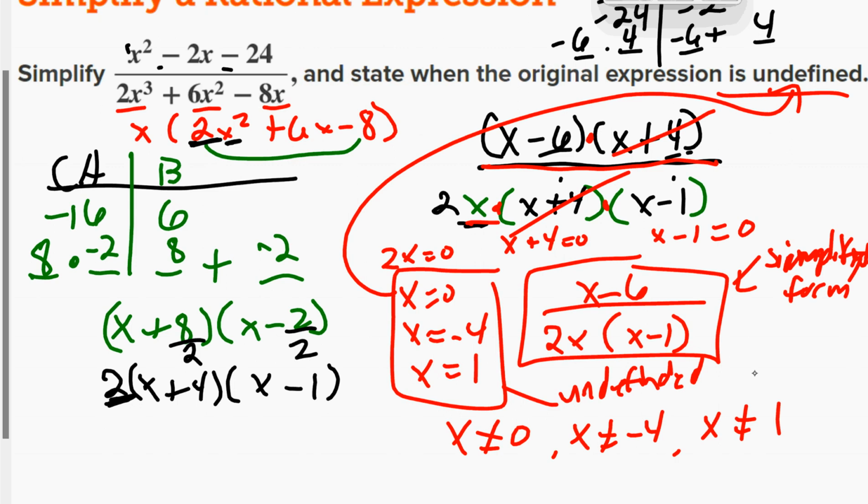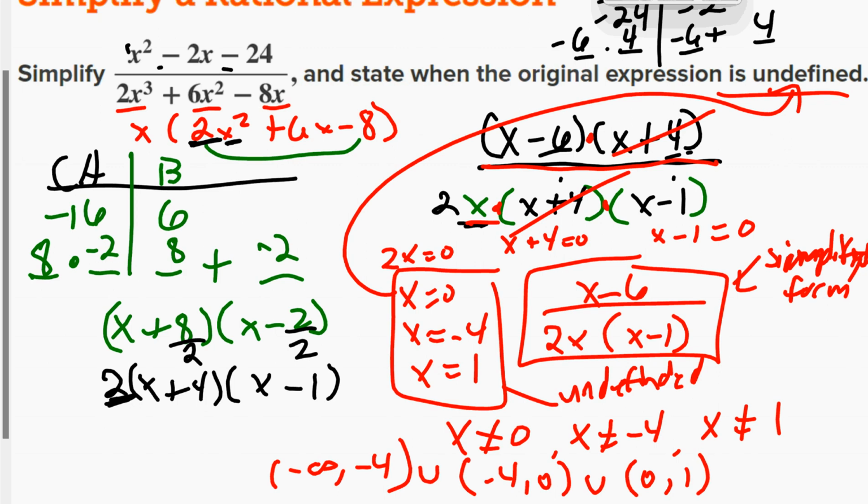That means, where is it defined? That would be everything but those three. So if I do like an interval, I can go from negative infinity up until negative 4, but I can't have negative 4, that's why it's parentheses. And then I can go from negative 4 to 0, but it can't be those, so parentheses. And then from 0 to 1, and then I can go from 1 to infinity, right? Meaning that'd be my domain, what I can use or what I can plug in for my x's. Everything but negative 4, 0, 1. Okay, so sometimes that's listed a different way.